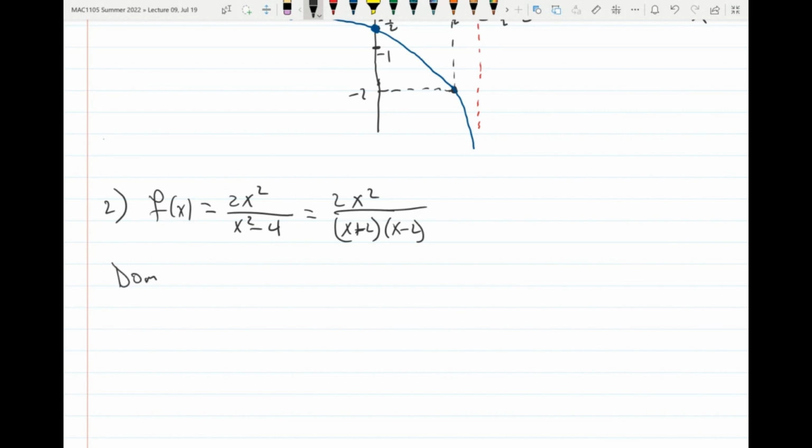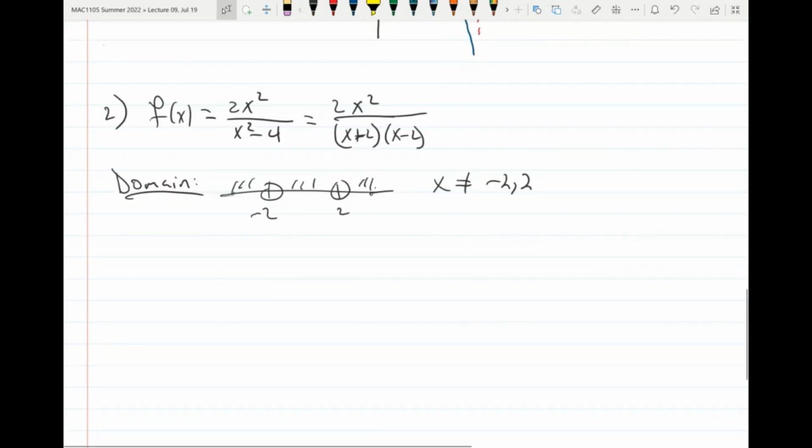Negative 8 to negative 2, and negative 2 to 2, and 2 to 1. So again, skip 2 and negative 2, right? So we skip 2 and negative 2. So x cannot be negative 2 or 2. Good. What are the intercepts?